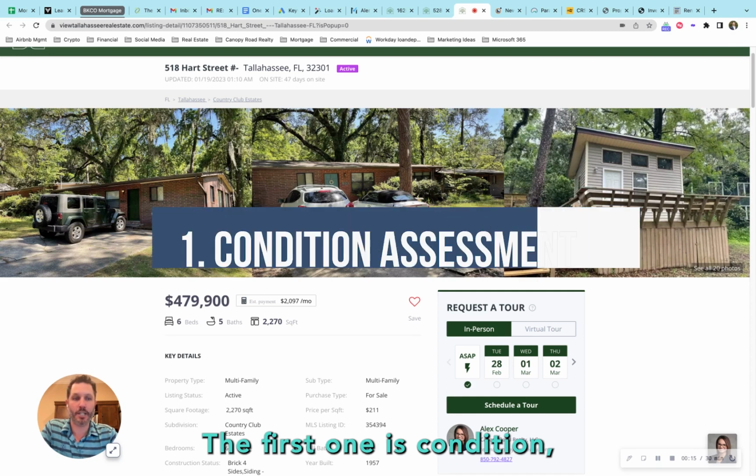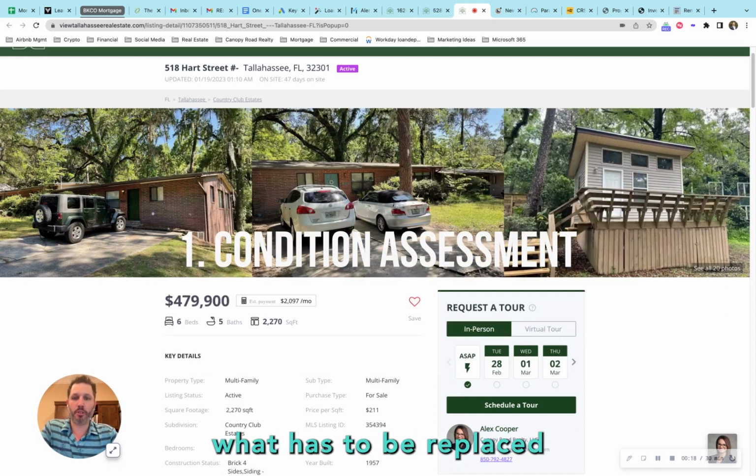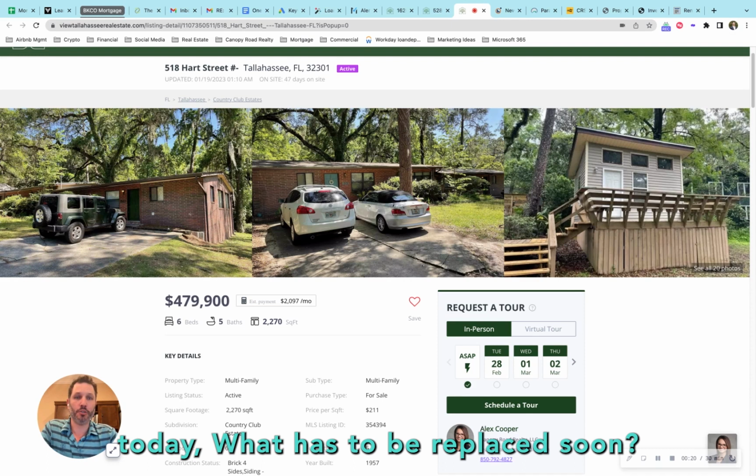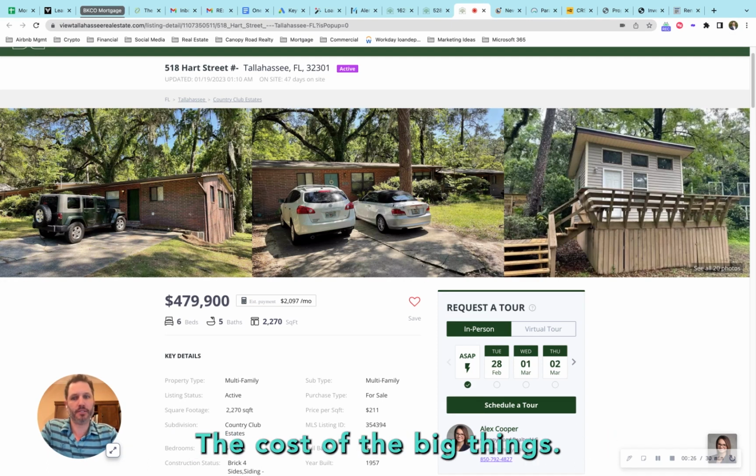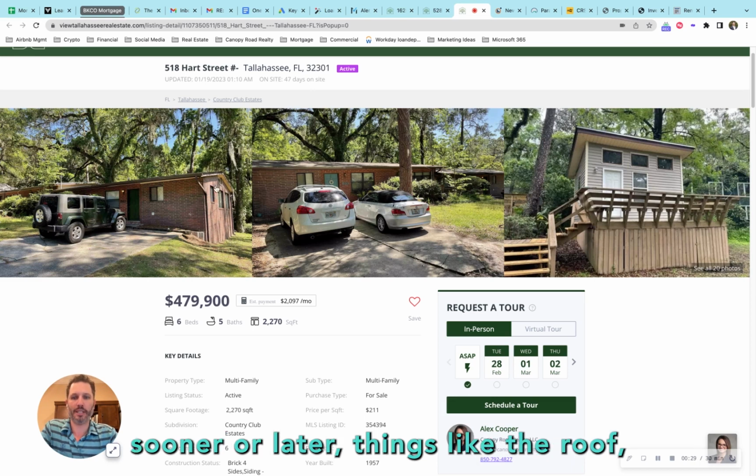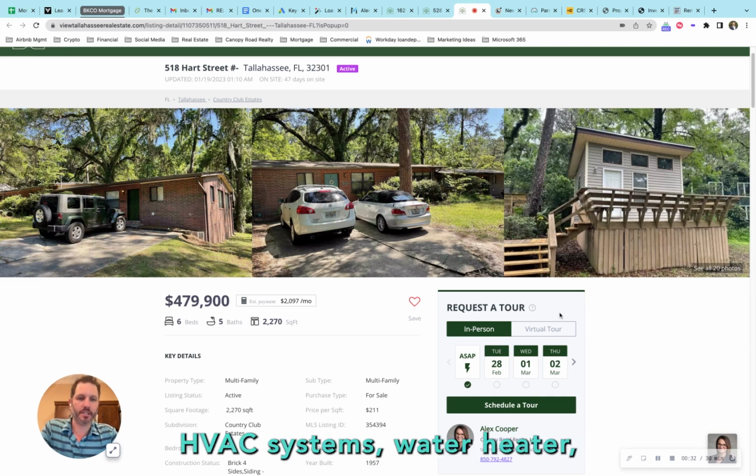The first one is condition, and that would mean what has to be replaced today, what has to be replaced soon, and what can be put off in the future. The cost of the big things, we have to replace big things sooner or later. Things like the roof, HVAC systems, water heaters, plumbing, electrical.